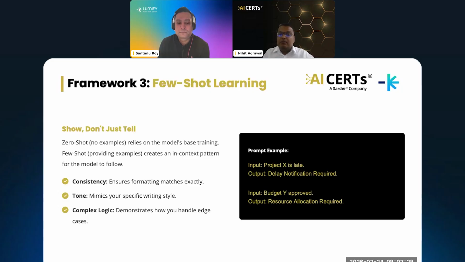Okay, and why does this work better? Because when you give examples, AI stays consistent, it can match your tone, it can follow your format, and it can even handle tricky logic because it sees the pattern before answering.